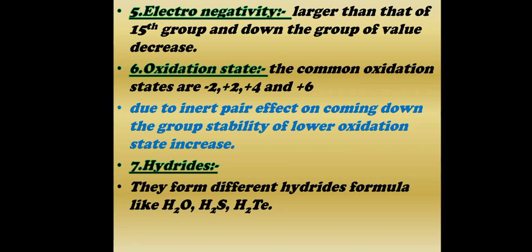Due to inert pair effect on coming down the group, as we have seen in the 15th group, stability of which oxidation state increases? Lower one, because ns2 electrons do not take part in the bond formation. The same trend is in 16th group.